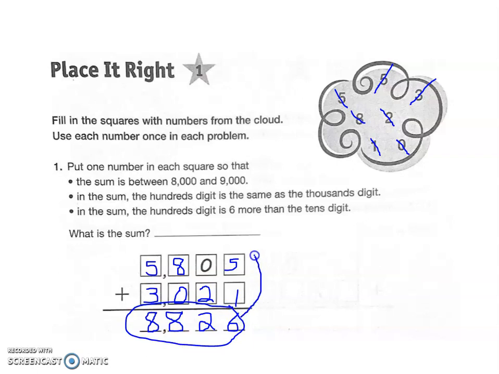Now, if you want to rewrite it up here, you sure can. I don't really feel like it. My answer is right there. So my answer for number 1 would be 8,826. And that's it. So use the clues to help you figure these out. Each digit from the cloud will go into an empty box. Good luck.